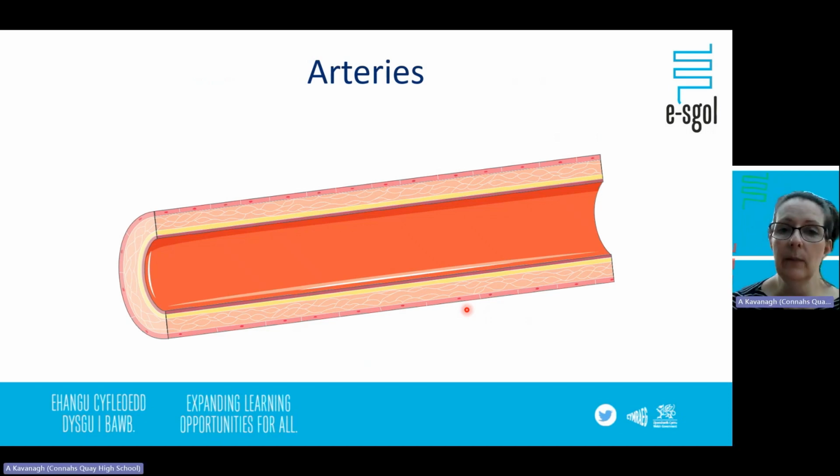So this diagram shows us a section through an artery. And we can see that it's made up of a number of different layers. And here we have our outer cell, a 1 cell thick membrane. But we can see that it enables that blood to flow through very quickly and efficiently.